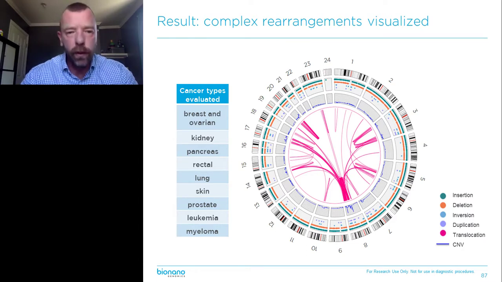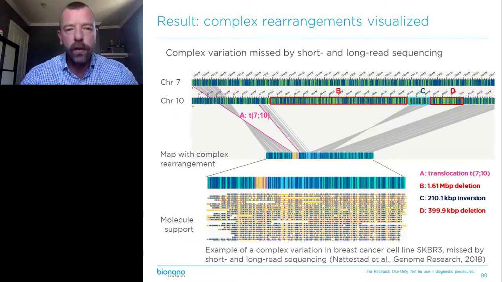So if you click on just one single of these translocations, I'm showing there with that little arrow, you're taken to a map that shows you the pieces of chromosome 7 and chromosome 10. Here there's an inverted part of chromosome 7 that was translocated to a part of chromosome 10, where there's a section followed by a 1.6 megabase deletion, then an inverted 210 kb section, then another 400 kb deletion before the rest of the chromosome resumes.